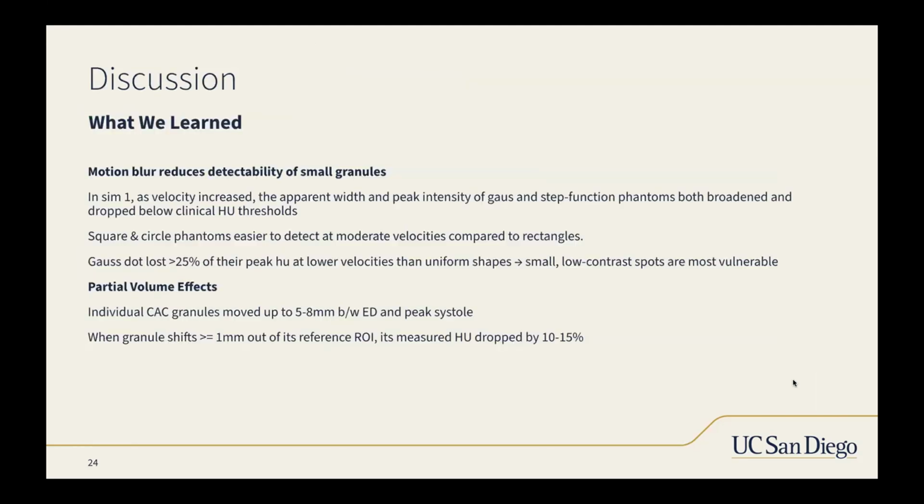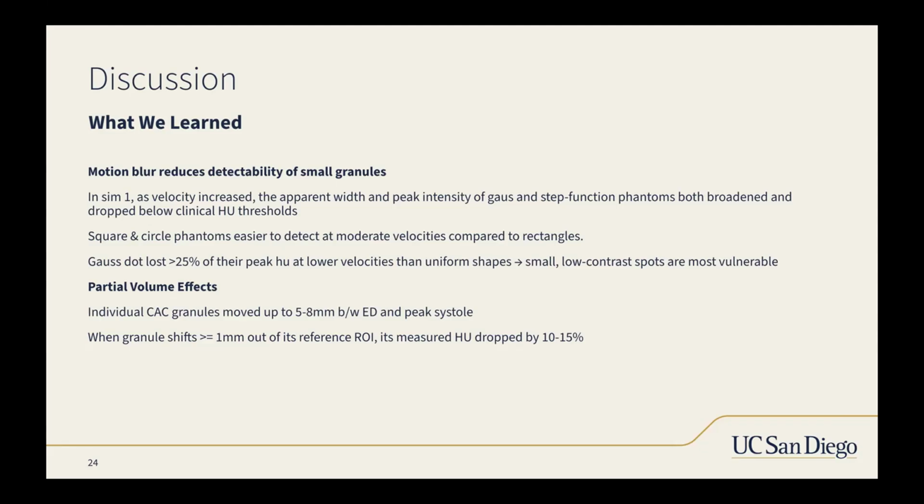Next slide. What we learned from this project was that motion blur reduces the detectability of small granules. In Sim1, as velocity increased, the apparent width and peak intensity of the Gaussian and step function phantoms both broadened and dropped below the threshold values. We saw that the square phantom was easier to detect at moderate velocities, and that the Gaussian dots lost about 20% or 25% of their peak HU at lower velocities than the uniform shape. So you can see here that the low contrast spots are the most vulnerable.